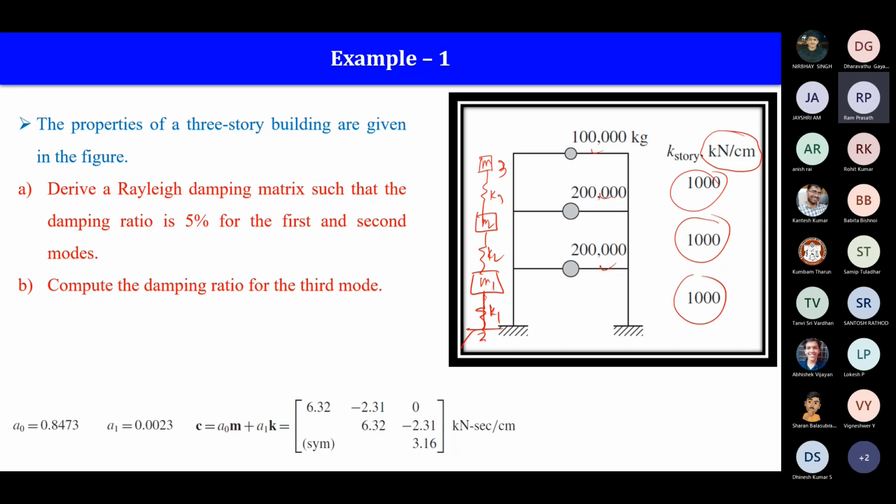What is the final answer for the damping ratio? Did you get C correctly? I got A0 and A1 correct. I mean A0 not correct. Then obviously you will get C, right? A0 times M, you just have to multiply it, and A1 times K you can add, right? Correct or not? Yes, sir. Yes. Zeta 3, that is zeta 3 is around 6%, right? 6%.